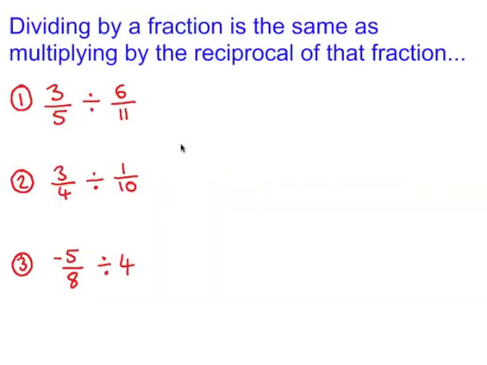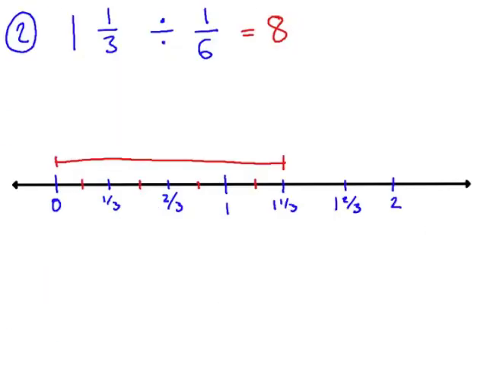When dividing by fractions, a method that we can use is to multiply by the reciprocal of the fraction that is the divisor. I'll illustrate this with our previous examples. So 1 1/3 divided by a sixth is the same as 1 1/3 multiplied by 6, because 6 is the reciprocal of 1/6. And if you think about it, it makes perfect sense. If we're asking how many sixths go into a number, it's the same as multiplying that number by 6.